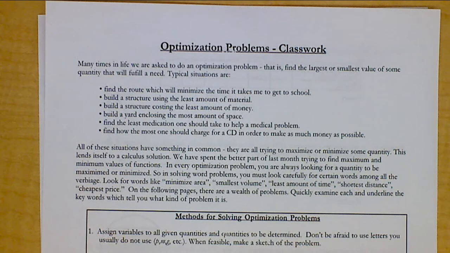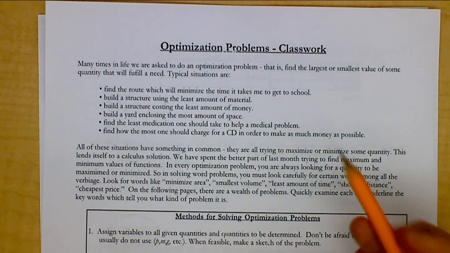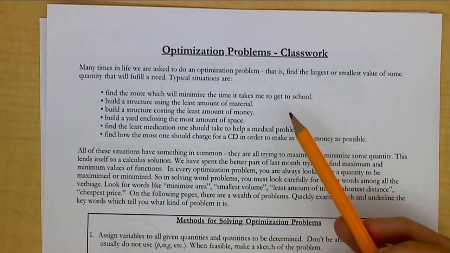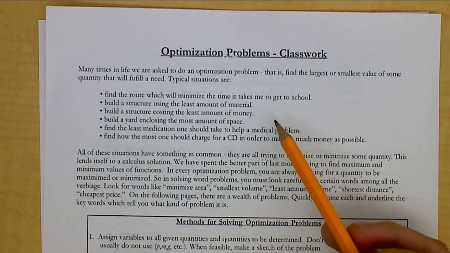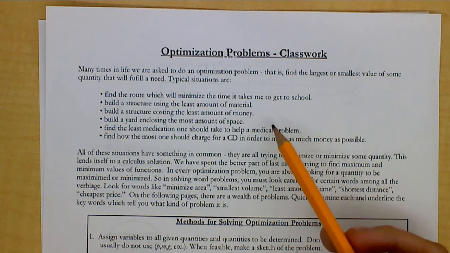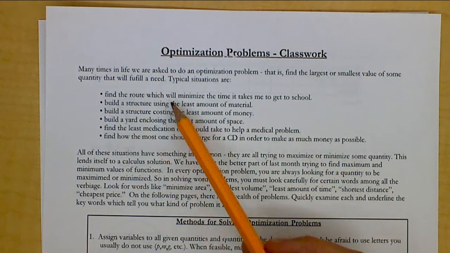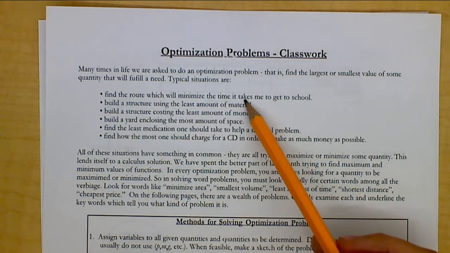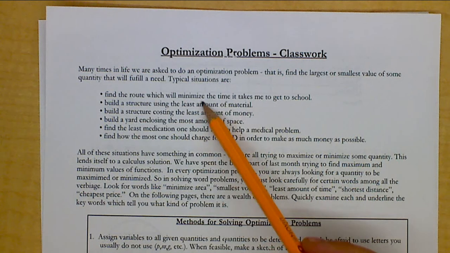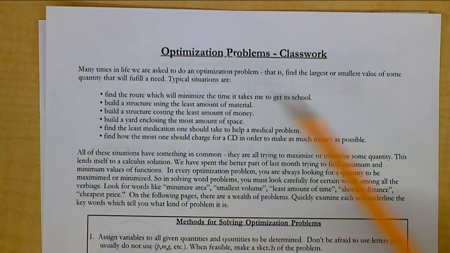Okay, welcome back from pausing. So optimization is sort of like what it sounds like. Optimization means you're finding the optimal value of something. And they give you a few examples of what this might look like in real life. So like finding a route which will minimize the time it takes to get to school. We're minimizing the time it takes. That is optimal. We're optimizing this because you're wasting less time.